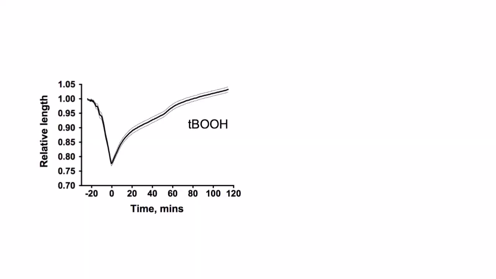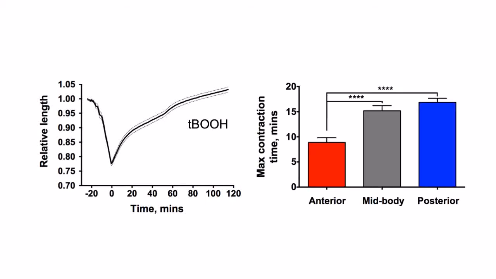This figure shows a change of relative worm length during death in young adult worms killed with oxidative stress. It decreases and then increases again. And here you can see that death contraction passes down the worm from anterior to posterior. Such death contraction followed by recovery resembles the process of rigor mortis, which happens in mammals shortly after death.